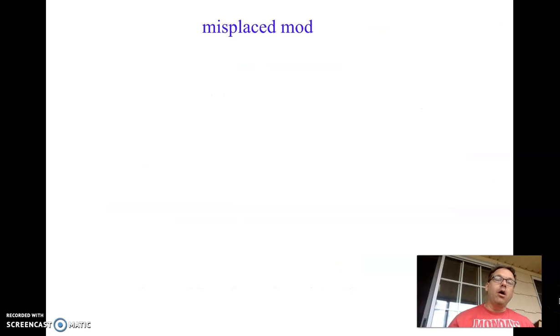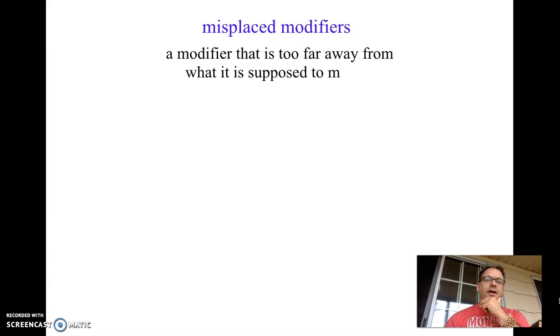Now, what about our misplaced modifiers? Dangling modifiers are typically related to the thing it is modifying being absent from the sentence. Well, a misplaced modifier is a modifier that is too far away from what it is supposed to modify. That's typically the problem.